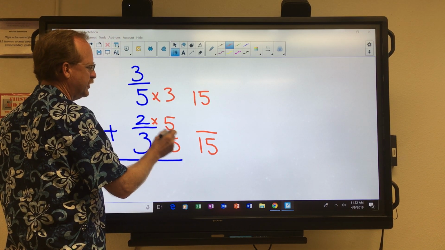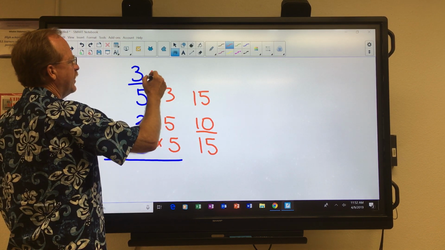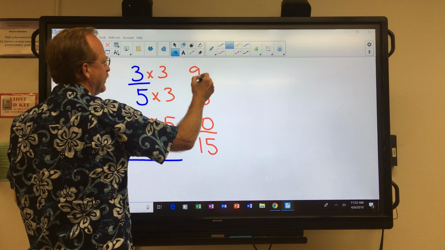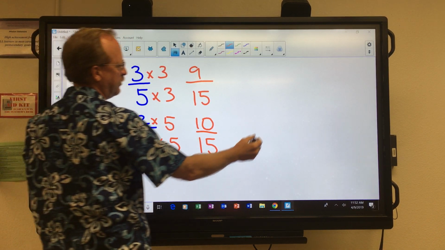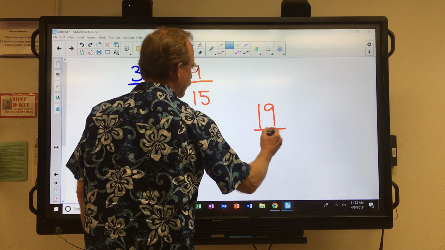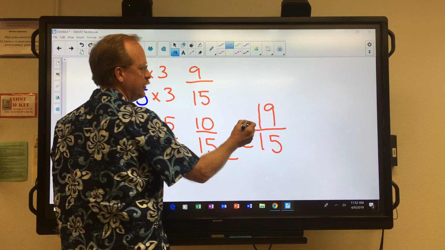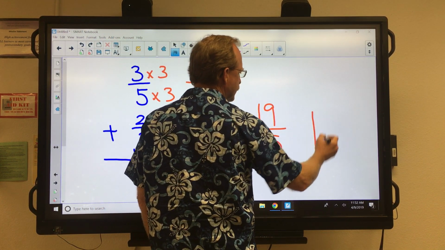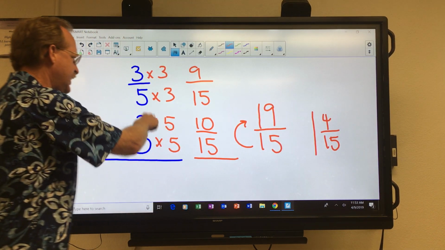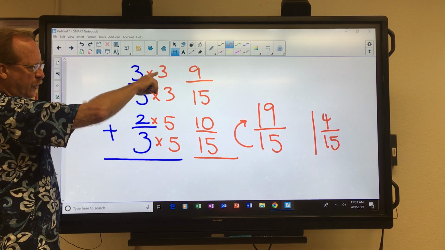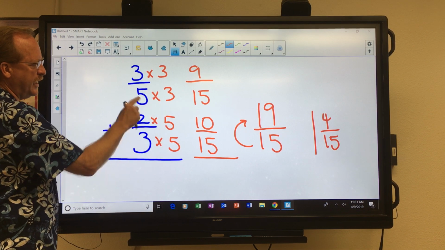Now again, if you do it to the bottom, you have to do it to the top. So that becomes 2 times 5, and that becomes 9. And now we're ready to go. Okay, so that would be 19 over 15. Top heavy fraction, so we'll reduce. Goes in once with 4 left over. Okay. But the key, we've done simplification before, but here is the new thing, multiply them by each other if you have to.